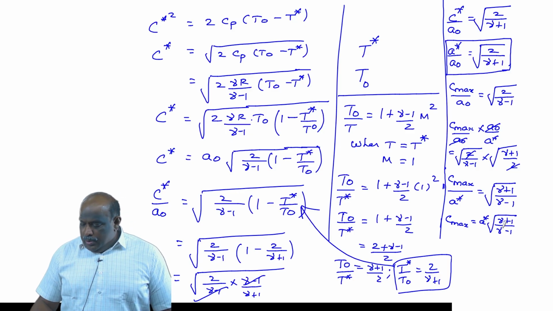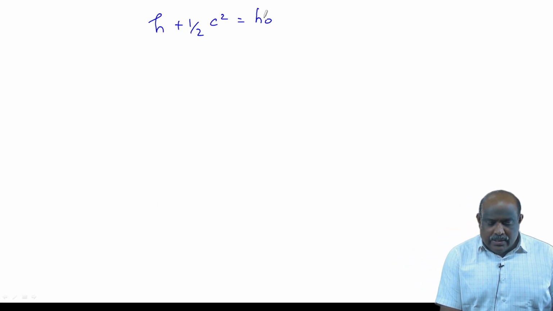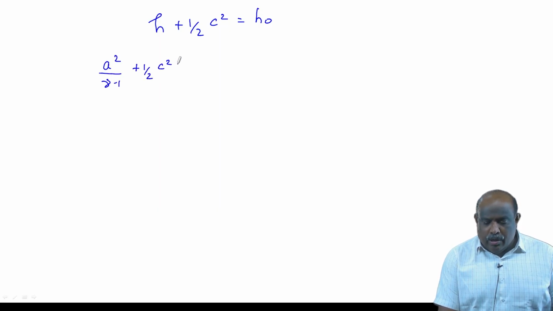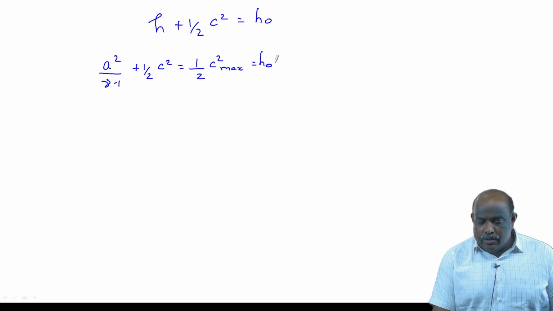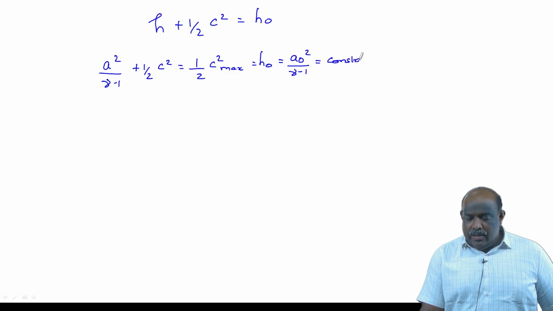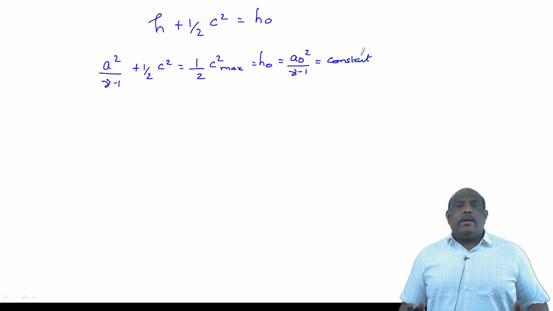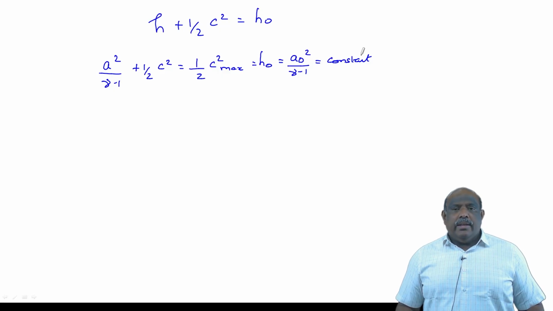Now, H plus half C squared equal to H naught has taken various forms, and I will write all those forms: A squared by gamma minus 1 plus half C squared is equal to half C squared max, which is equal to H naught, which is equal to A naught squared by gamma minus 1, which is also equal to a constant. That's what we have seen so far, isn't it? So the above equation H plus half C squared equal to H naught can be visualized as the equation I have written below.